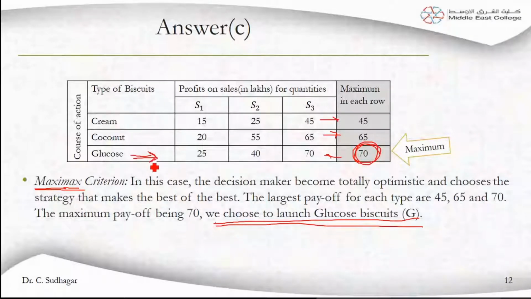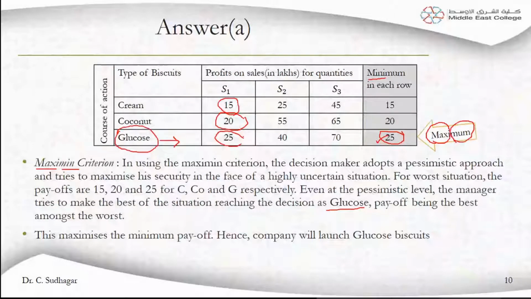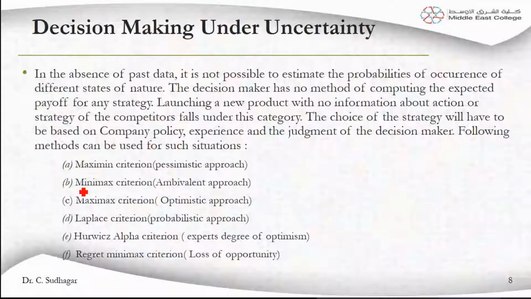So we have taken three different types of approaches here. One is the maximin criterion, the second one is the minimax criterion, and the third one is the maximax criterion. That's why I give this slide here. Maximin criterion is called pessimistic. Minimax criterion is called ambivalent or common man approach. Maximax criterion is optimistic. Optimistic means everything is in favor of him.